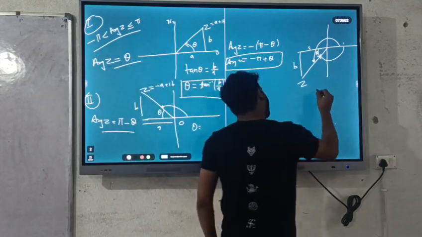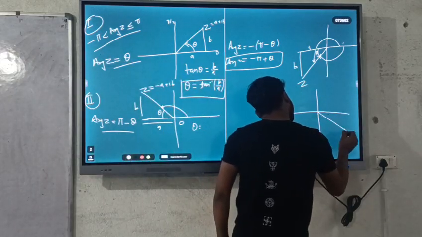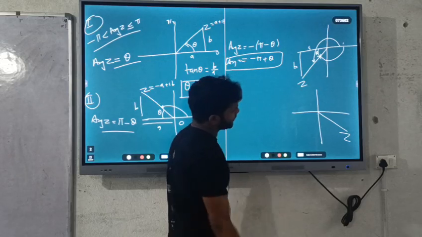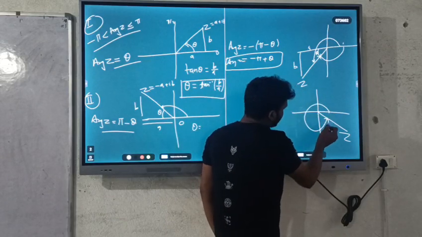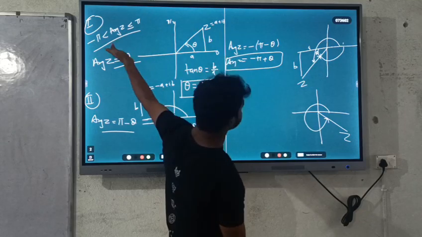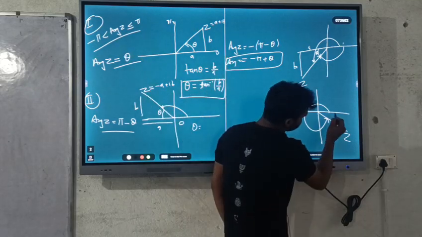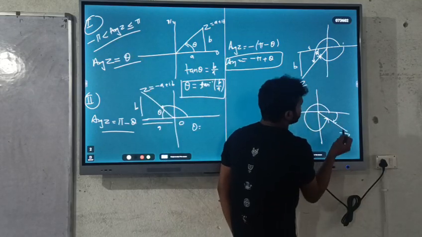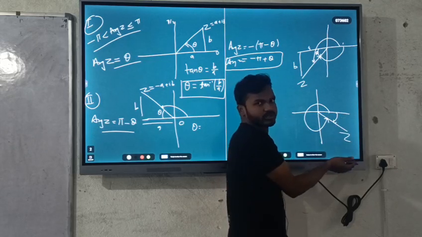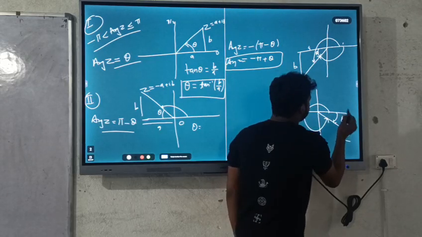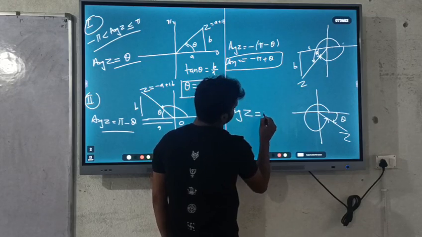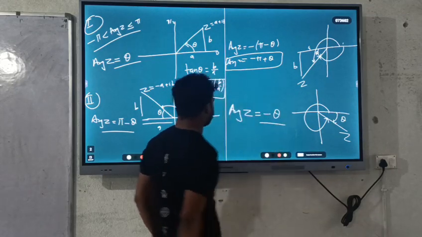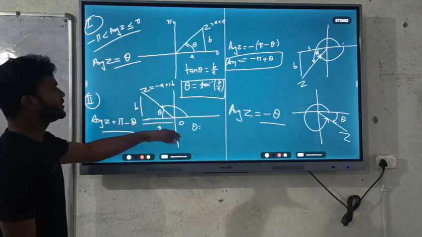What if we want to find the argument value of z in the fourth quadrant? In this case, we don't calculate this angle because this angle is not in this interval. So we calculate this angle in the clockwise direction. So in this case, this is negative. This is theta, and in the fourth case, the argument value is minus theta. So these are all the possible cases.